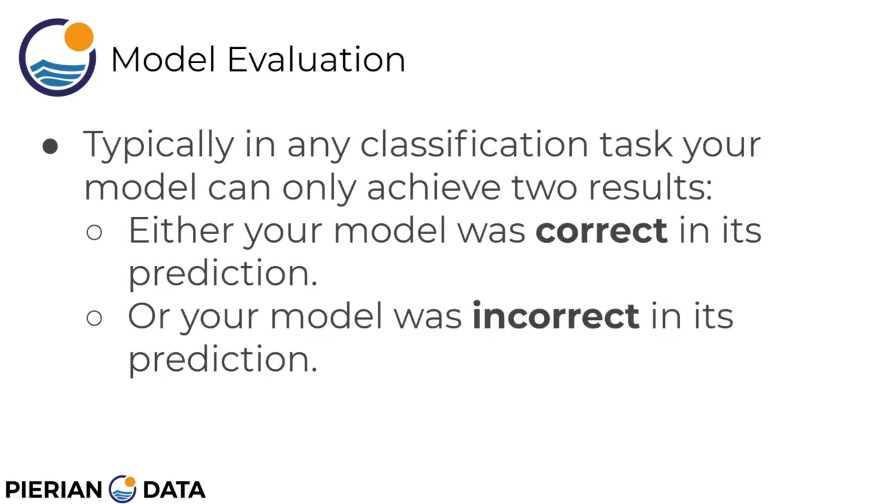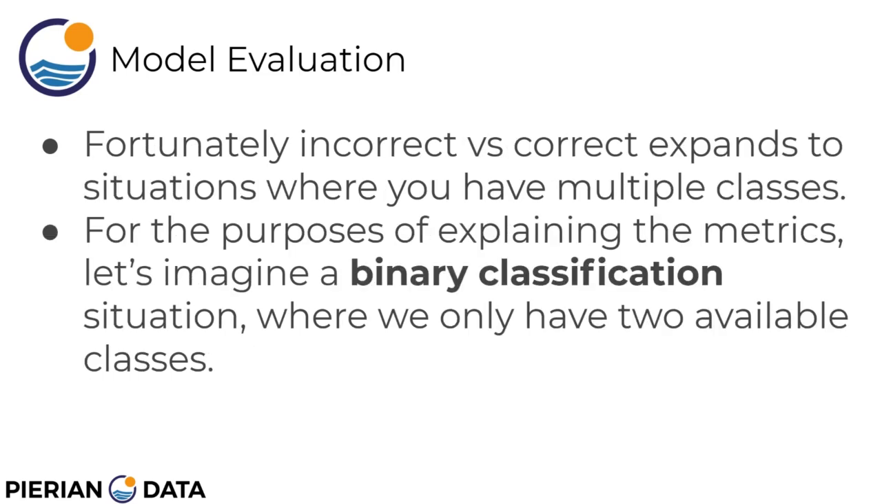Typically, in any classification task, your model can really only achieve two results. Either your model was correct in its prediction, or your model was incorrect in its prediction. And all classification metrics stem from this idea. Now, fortunately, incorrect versus correct also expands to situations where you have multiple classes, such as trying to predict categories of more than two. For example, you have category A, B, C, D. You can either be correct in predicting the correct category or incorrect in predicting the right category.